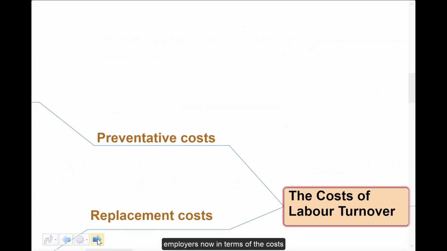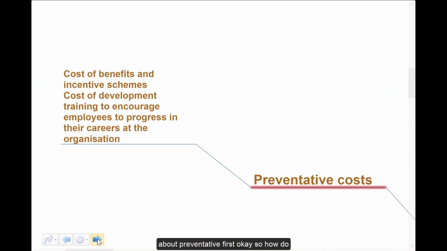Now, in terms of the costs, there are some serious costs. Let's talk about preventative first. So how do you prevent high turnover rates? How do you prevent employees from leaving your employment? Well, preventative costs would certainly figure on benefits and incentive schemes. Outside of that, certainly, the costs of training. You're trying to create an environment and packages and income to prevent people leaving or considering leaving.